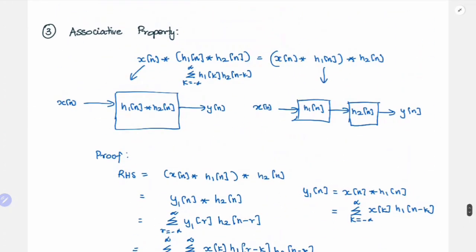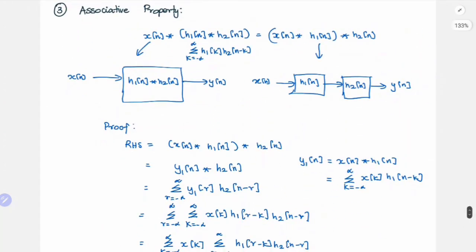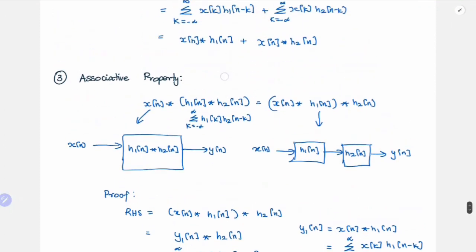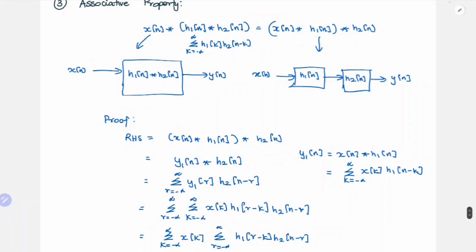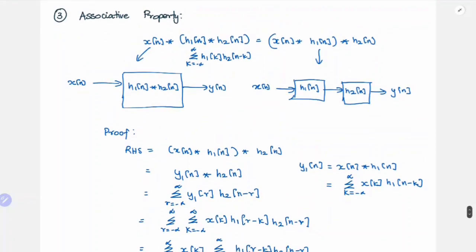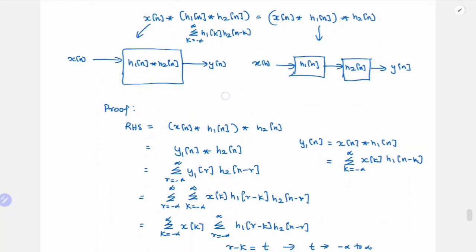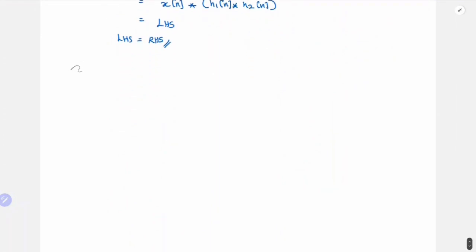So this is the proof. Okay. So our convolution property satisfies commutative property, distributive property, and associative property. So now let us look at the properties of LTI systems using this impulse response function.